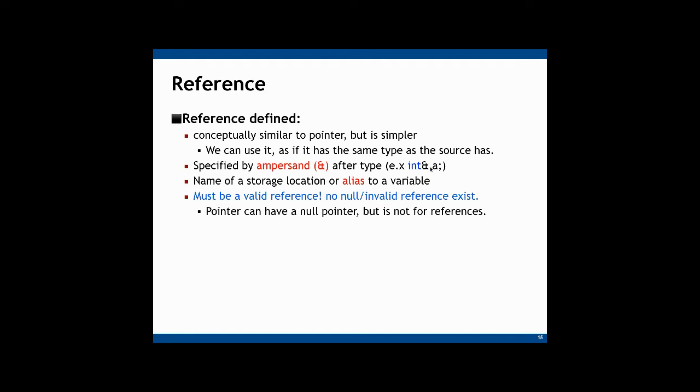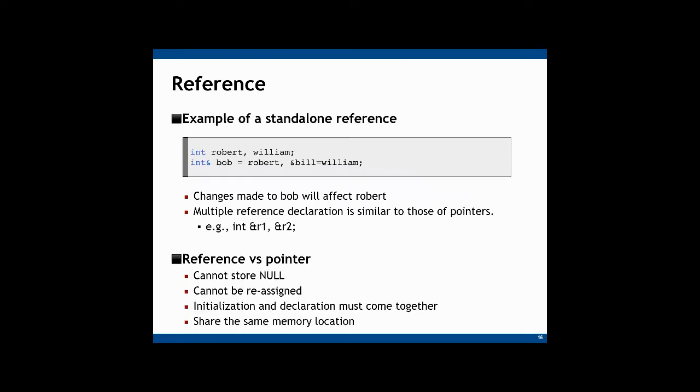It is very similar to a pointer, but it is more restricted compared to a pointer because a reference variable cannot have a null value, whereas a pointer can have a null pointer. So this is a concrete example of a reference variable. Here we declared bob as a reference variable, and bob is an alias to robert. So if you change the value of bob, it will affect robert as well. And in this way, you can declare multiple references on one line.